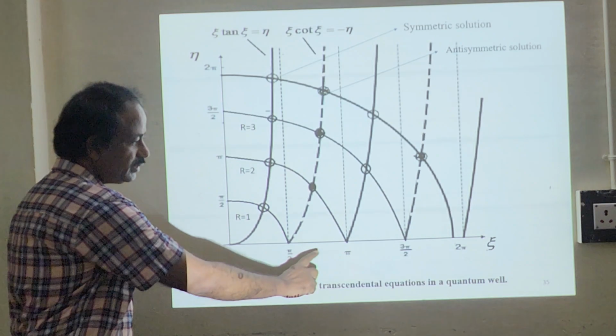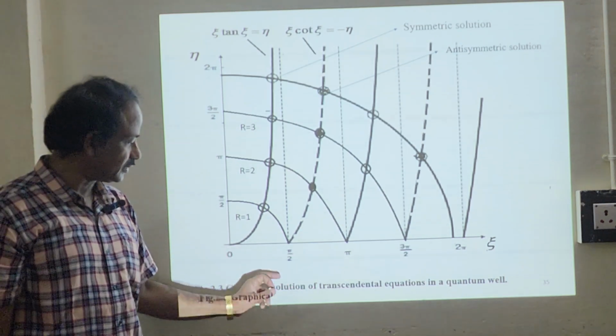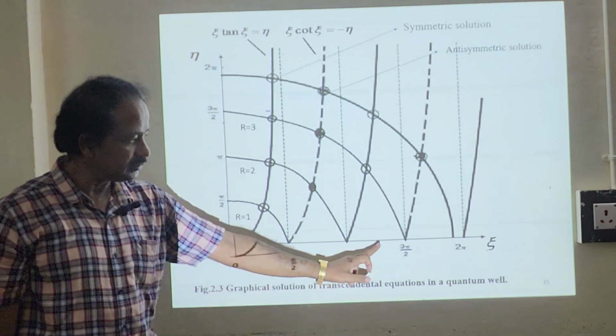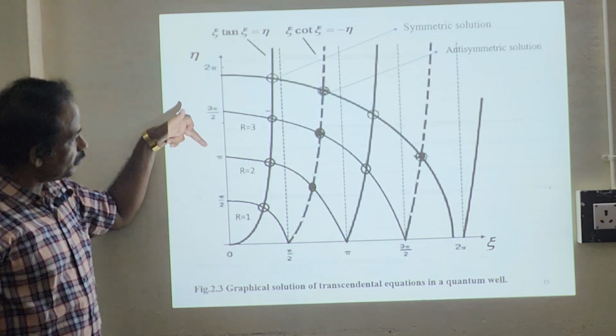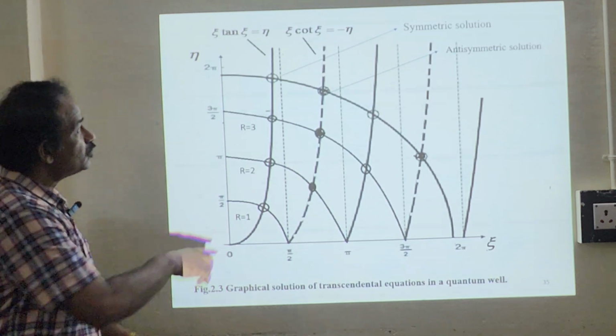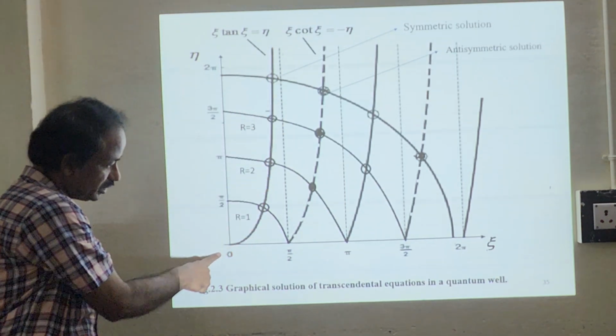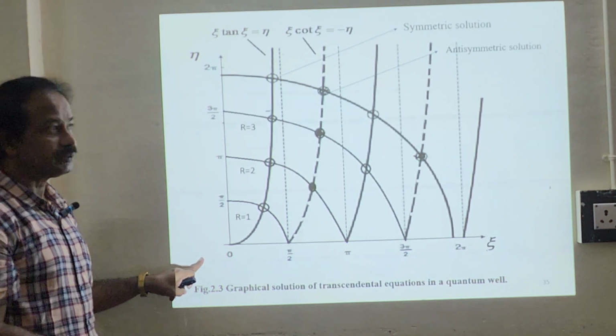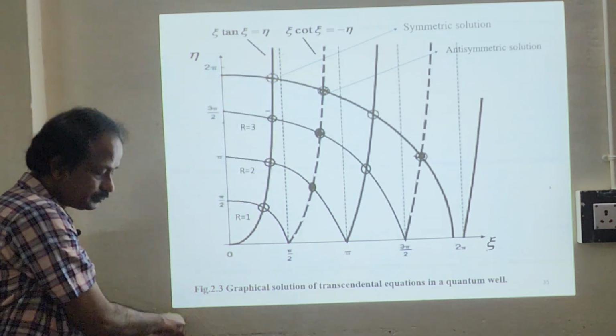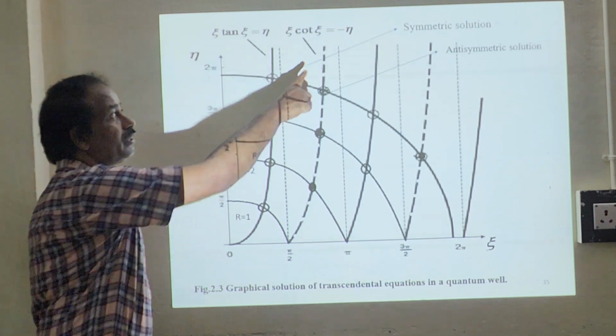Okay? And look at the scales in the axis: 0, pi by 2, pi, 3 pi by 2, 2 pi. Here also pi by 2, pi, 3 pi by 2, 2 pi. So this is your tan curve, this is your symmetric solution. Your tan curve will be exactly like this, correct? Your cot curve will be like this.